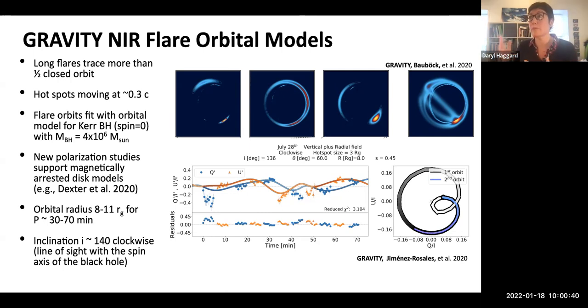Another possibility, just to help parameterize our ignorance about this stuff, for flares is actually tidal disruption of kilometer-sized bodies. That's a little bit harder unless you have a pretty uniform population of kilometer-sized bodies that fall into the black hole and get shredded apart with some regularity.